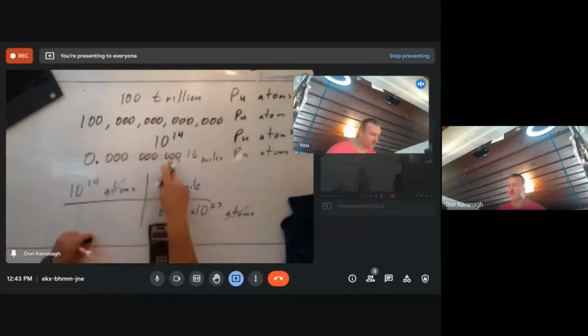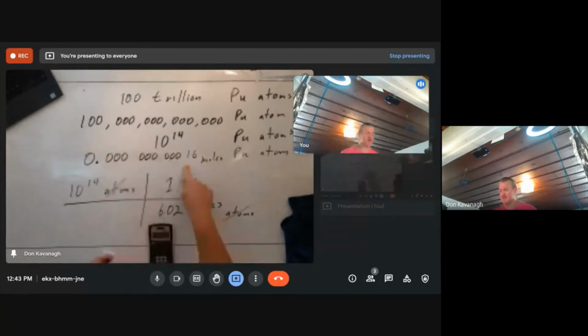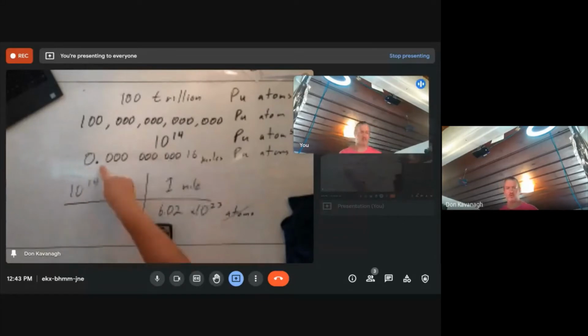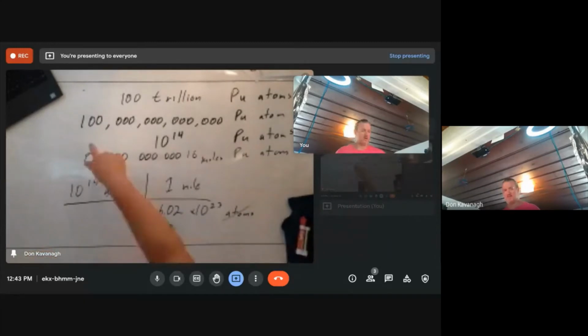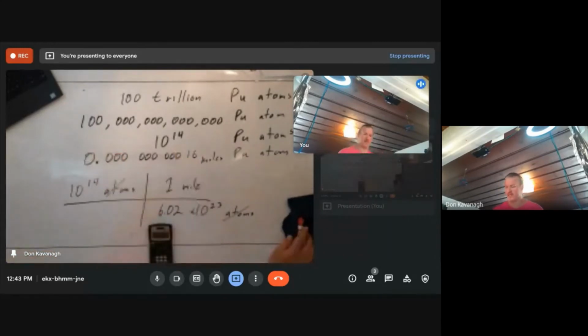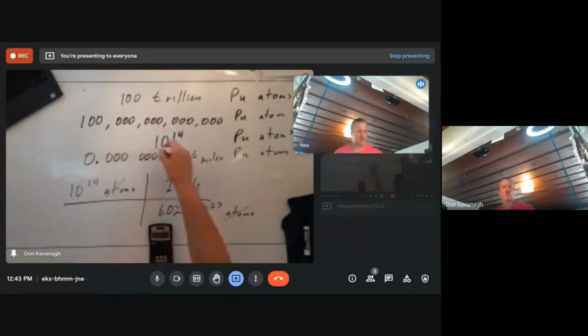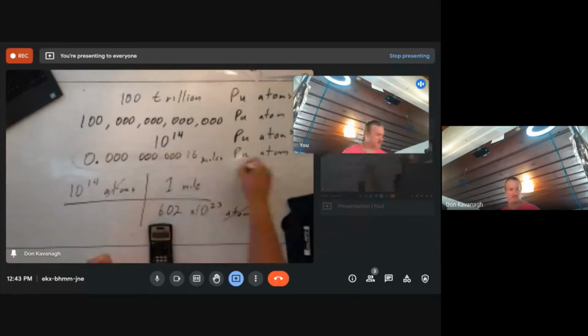So this is a very small number: 0.0009016 moles of plutonium atoms. So that speck of dust is 100 trillion plutonium atoms, or you could say that speck of dust is 10 to the 14th plutonium atoms. Or you could say it is this many moles of plutonium atoms. And this is how chemists communicate. They communicate more often in this unit of moles as a ratio of comparison.